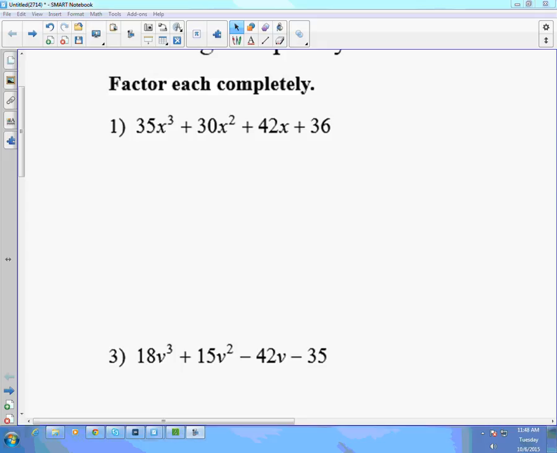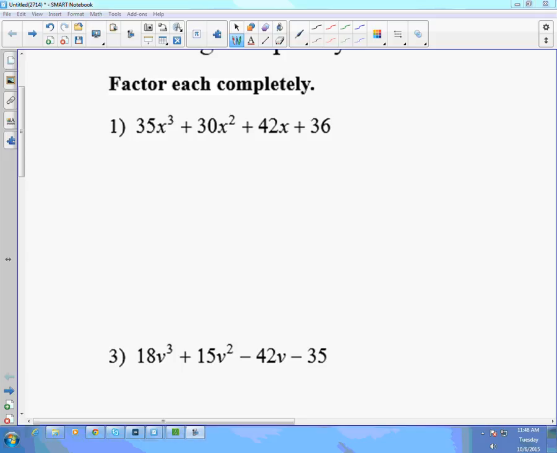Okay, so the greatest common factor for the coefficients was 1, but what about the x's? Does the last term have an x? No. The last term does not have an x. Okay, so our greatest common factor is 1, so we're not going to factor anything out.